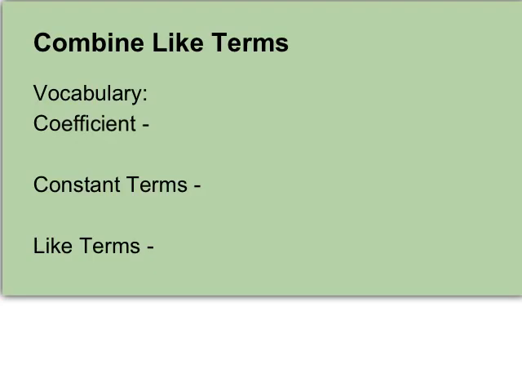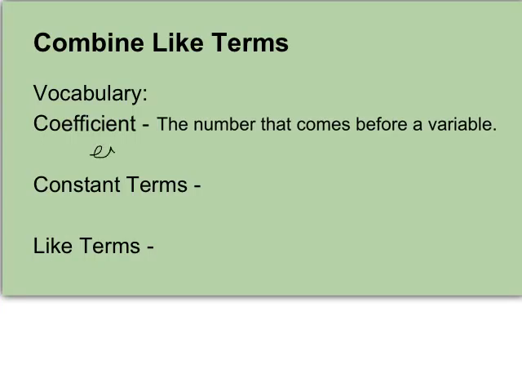Coefficient is the number that comes before a variable, or the number that a variable is multiplied by. So an example of that would be 3x. The 3 is the numerical coefficient of x.